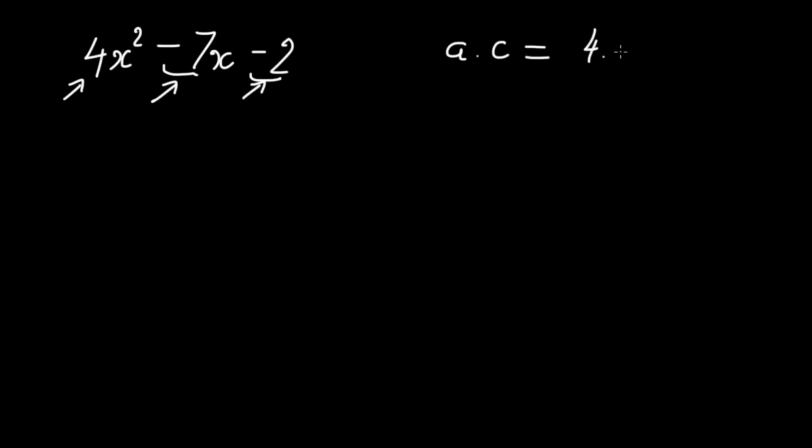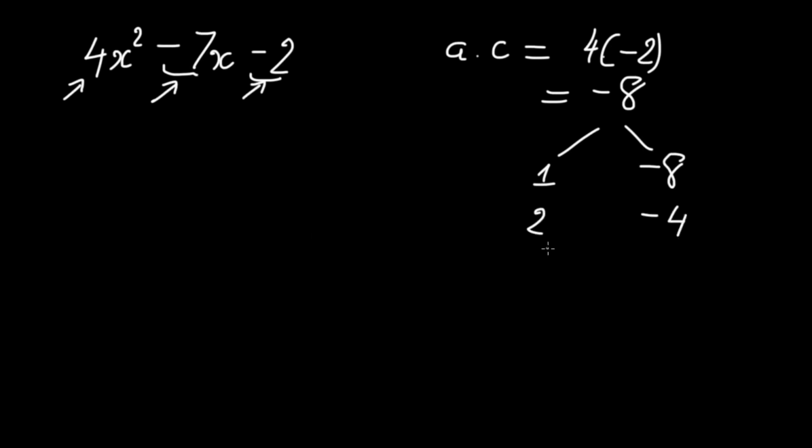Let's take a look at this example. 4x squared minus 7x minus 2. You see a equals 4, b equals negative 7, and c equals negative 2. We take a times c equals 4 times negative 2 equals negative 8. And then we break negative 8 into two numbers, right? That is 1 times negative 8, and 2 times negative 4, and 4 times negative 2, and so on.